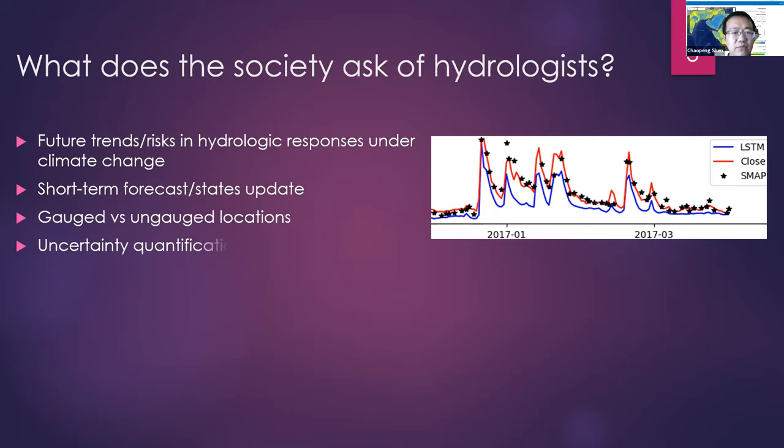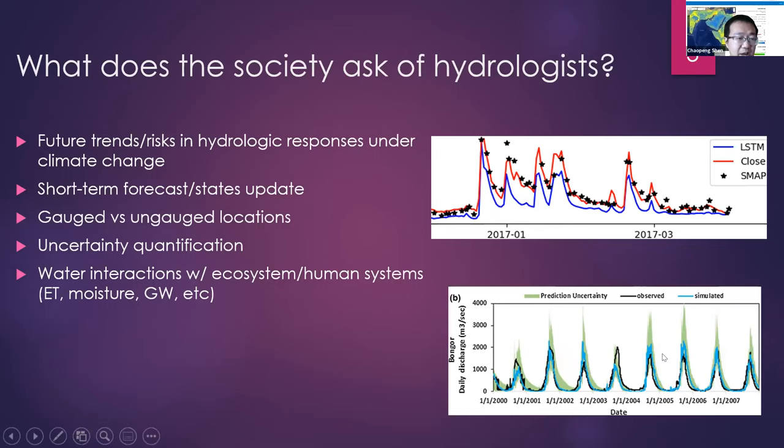And of course, when we make a prediction, the world expects us to tell them not only what values we expect the prediction to be, but also how confident we are. So we need to provide uncertainty quantification in the form of error bands or whatever distributions you're providing. But we also want to provide information that's useful for other communities, for example, ecosystem communities and human systems. We want to look at not just the measured data, but also evapotranspiration, which has a lot to do with ecosystems or agricultural systems, soil moisture, deeper soil moisture, and groundwater. All these things interact extensively with other systems, so they also expect things from us.